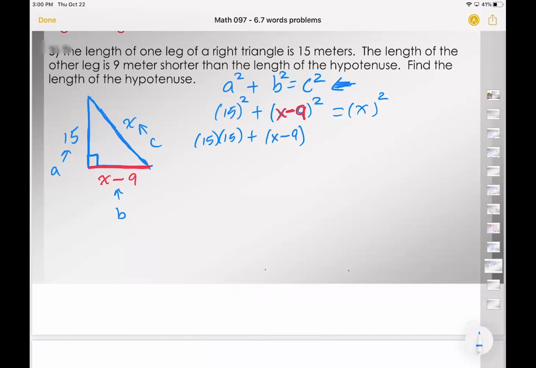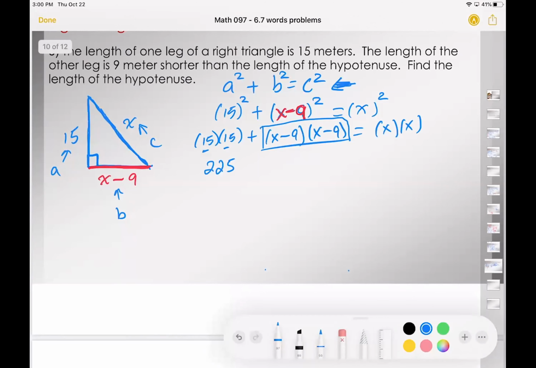Do you agree that x minus 9 squared is the same as x minus 9 times x minus 9? And this x squared is the same as x times x, right? So whatever the square, I just write it out. Do you agree that 15 times 15 will give me 225? And now let me work this item out on this side right here.